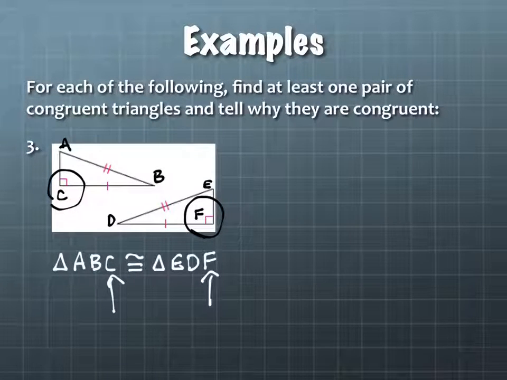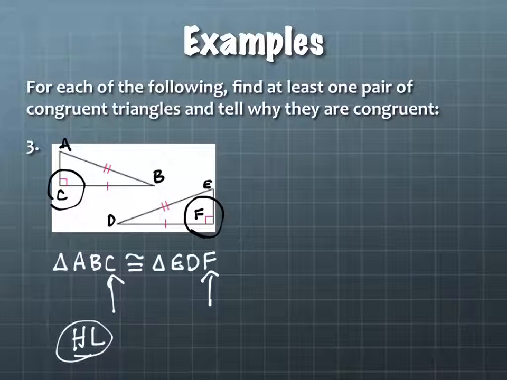Which argument of the 6 or 5, I think it was 5 of them, actually works for this one? Hypotenuse leg. Hypotenuse leg only works for right triangles, and this is a right triangle. Yeah? And the hypotenuse is in fact marked as congruent, and a pair of legs are marked as congruent. So this is the hypotenuse leg theorem.